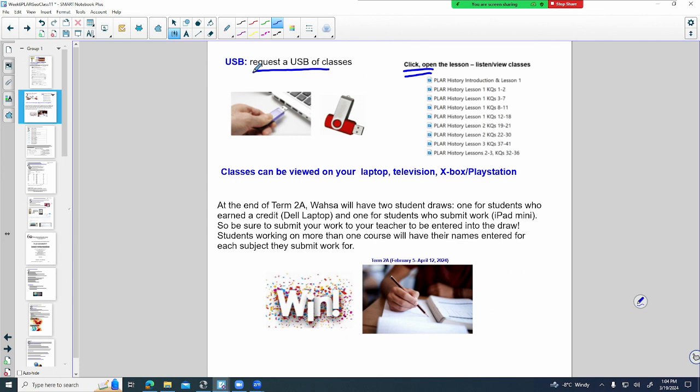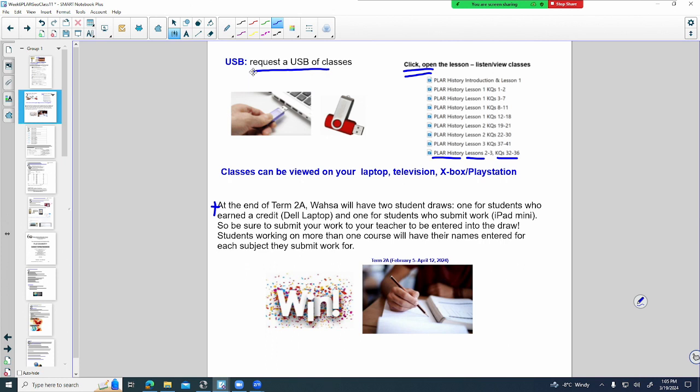Notice here, this is for the PLAR History, and it shows you the component name, which is PLAR History, the lesson, so this one says lessons 2 to 3, and then the key questions 32 to 36. So if you're having any problems with any key questions between 32 and 36, then that's the class that you would watch.